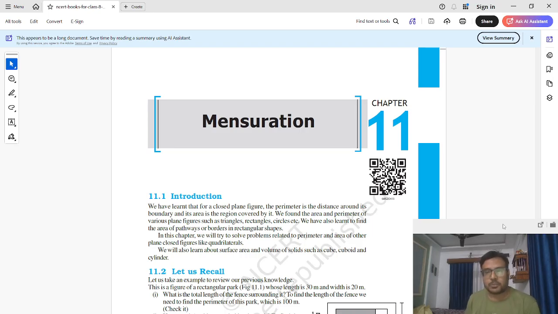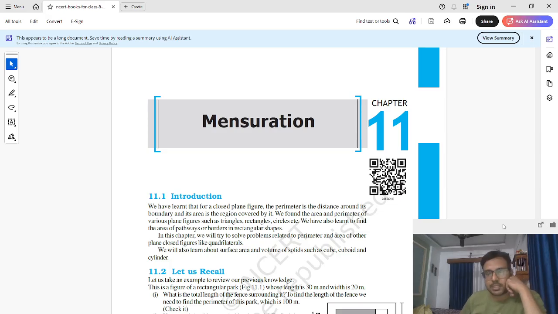As you know, the final exams are going to start in the month of February. So I've just decided to help the students with some critical chapters which they find difficult. I'm trying to highlight some concepts and questions, and how to solve them. One thing I came to know is that the mensuration chapter is difficult.